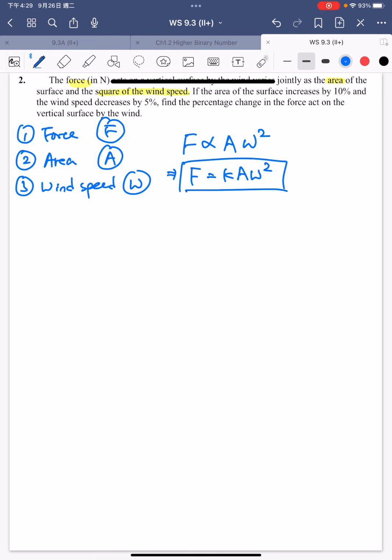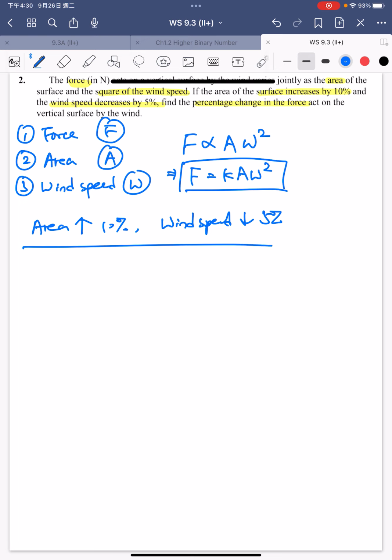And then what they said is, if the area of the surface is increased by 10%, which means the area is increased by 10%, and together with the wind speed decreased by 5%, the question is asking to find the percentage change of the force. Okay, so now we know how to do it. We're changing the whole sentence into formulas, and we have two conditions. So now we can find the new value of the area and the new value of the wind speed.